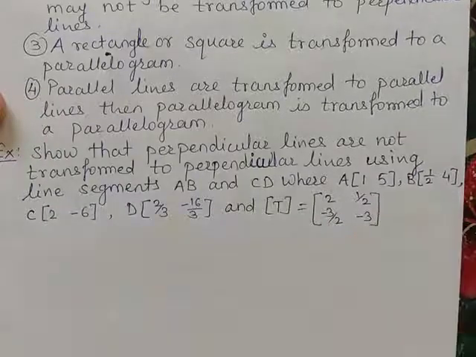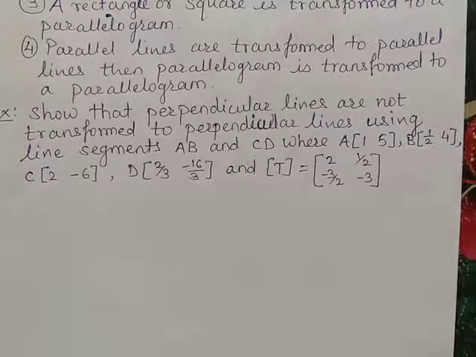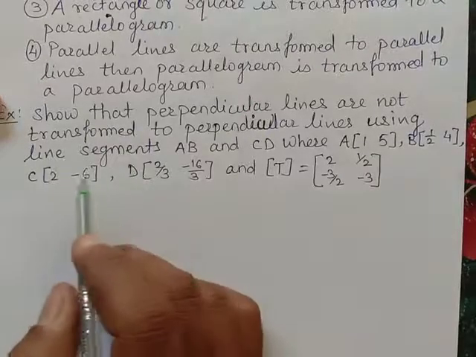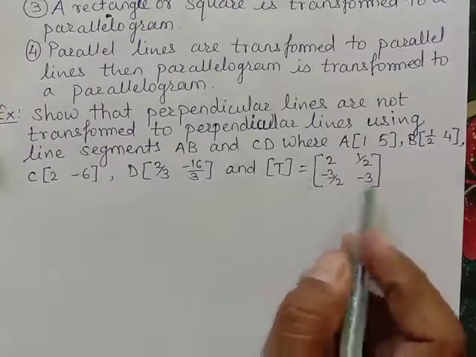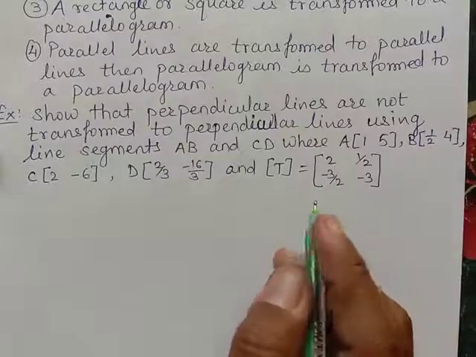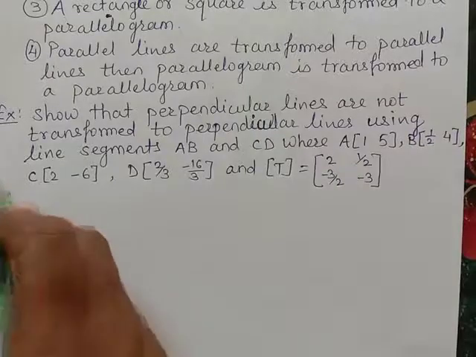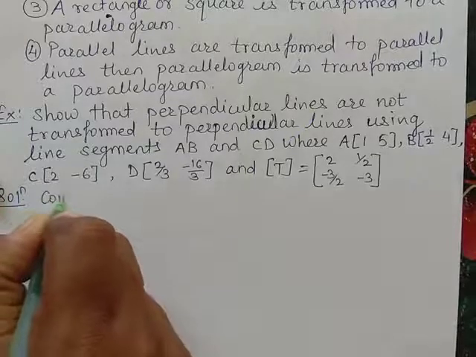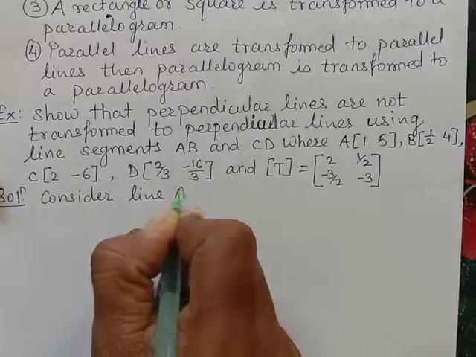Okay, now two lines are perpendicular if the product of their slopes is minus 1. Let's use that simple trick. First of all, let's find out the slopes of these original lines. Then using this transformation matrix, let's obtain the slopes of the transformed lines and check whether the product of them is minus 1 or not. So, solution. Consider line AB.